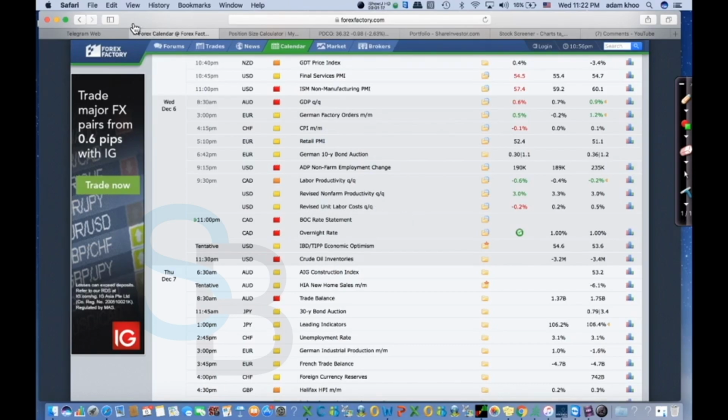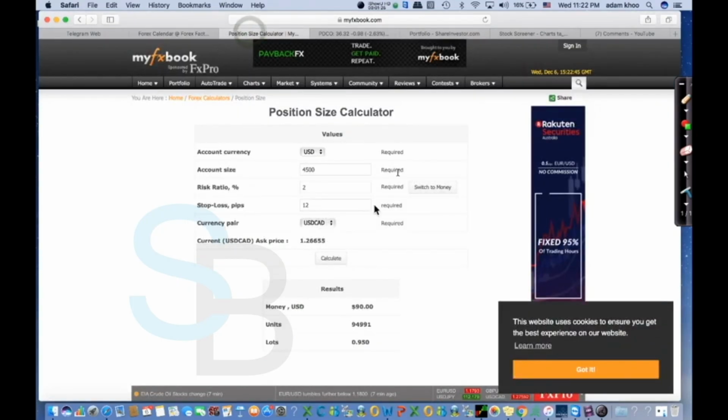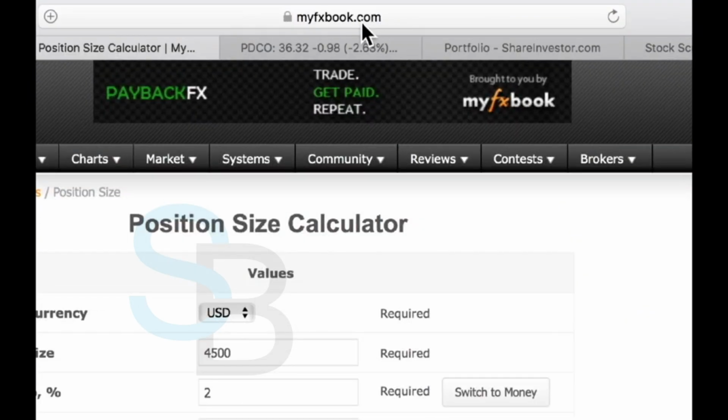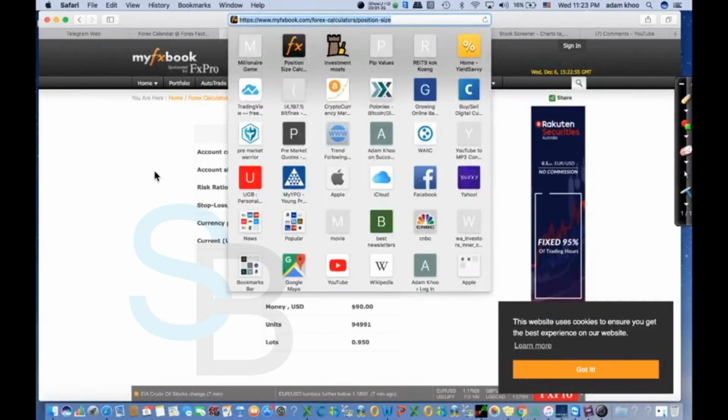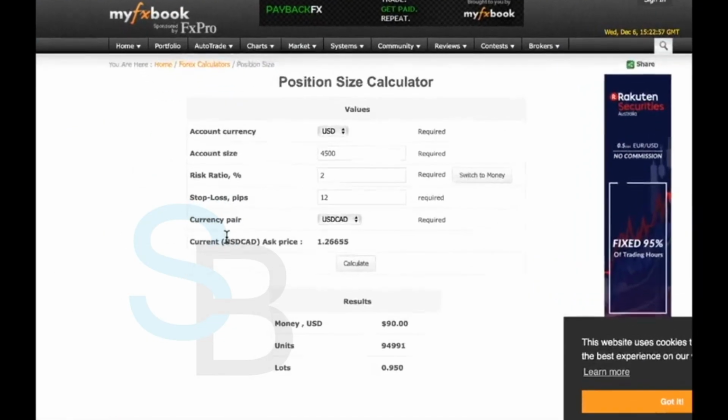So the first thing I did was to determine my lot size. How many lots am I trading, right? My position size. So to do that, I go to my position sizing calculator. You can use any one online. There's so many of them. I just use this one by my FXbook.com. That's just my personal preference, but you can use whichever one you want, okay?